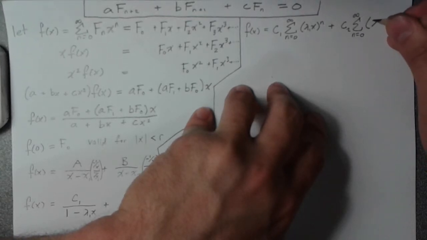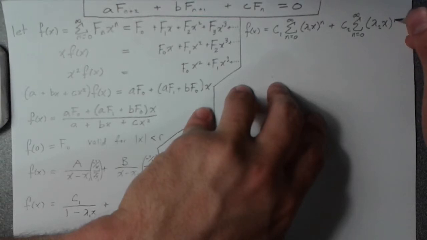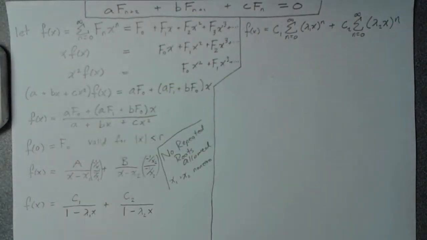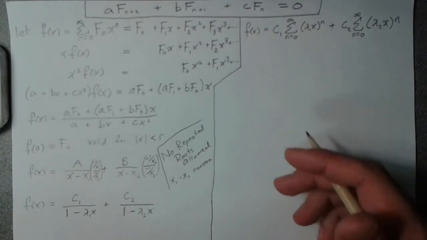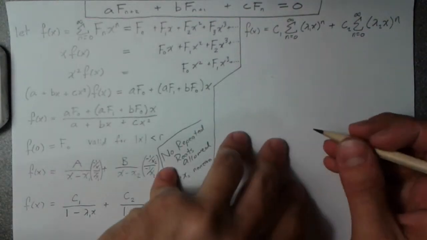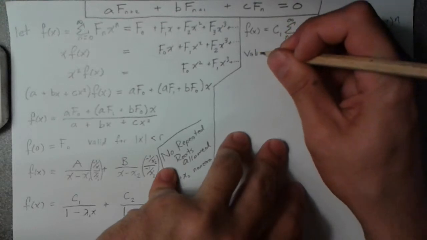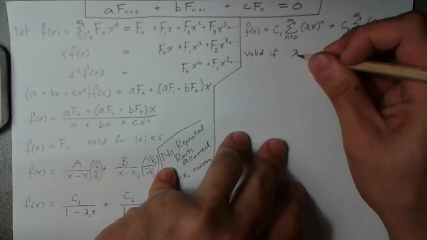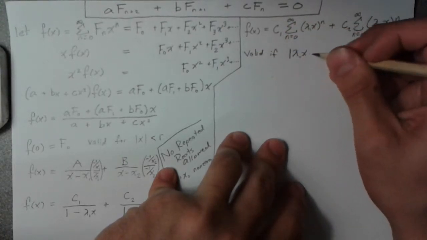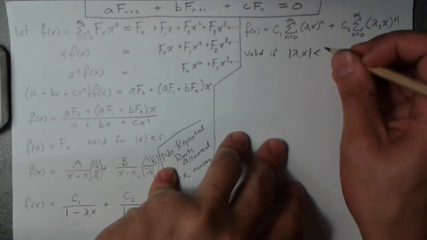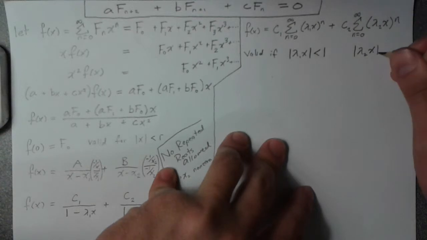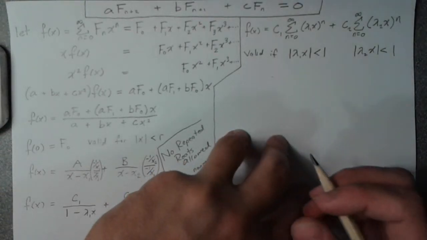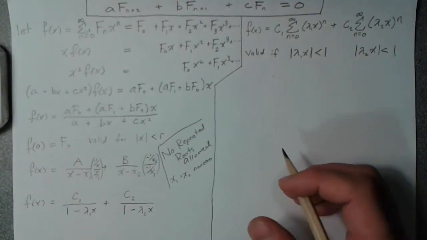And this is just lambda 2 x to the n. And so then when is this valid? Well, this is valid if the absolute value of lambda 1 times x, that's my argument here, is less than 1, and in this case the absolute value of lambda 2 x is less than 1. If you're wondering about that, watch my video on geometric series.